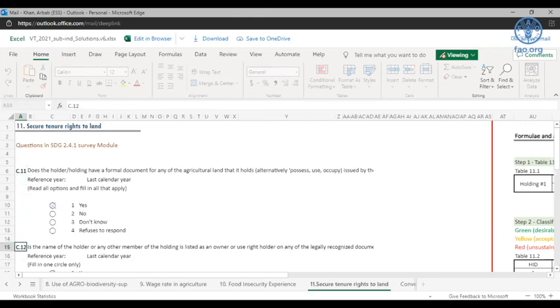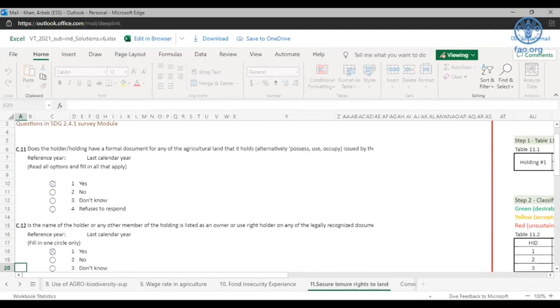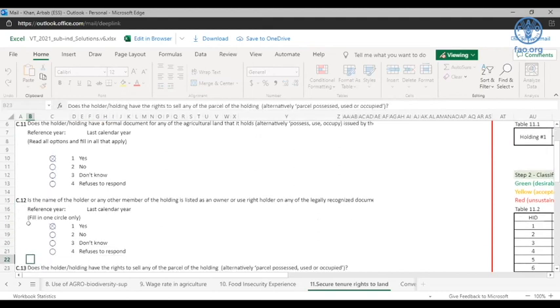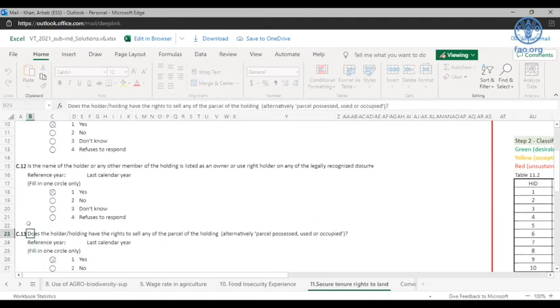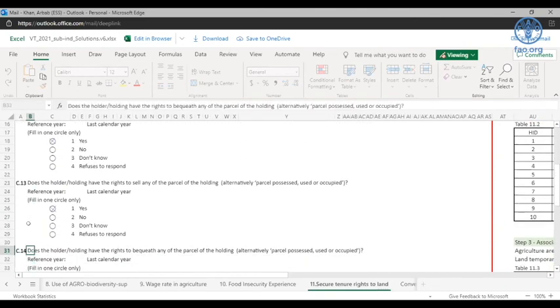So the first question is about having a formal document. If the answer is yes, then the second question is: is the name of the holder or any member of the holding listed as an owner or use right holder on any of the legally recognized documents? The third question is, do you have the rights to sell any parcel of the holding? And the fourth question is, do you have the rights to bequeath any parcel of the holding?